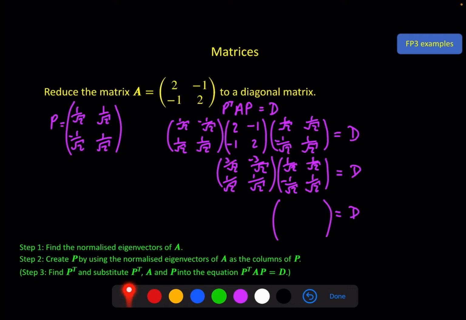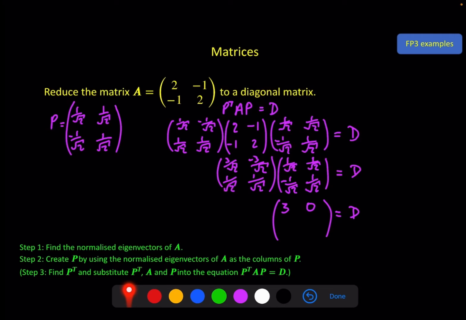We get 3 over 2 plus 3 over 2, so that's 6 over 2. 6 over 2 is 3. Then we get 3 over 2 minus 3 over 2, which is 0, which is good because the non-leading diagonal elements in the diagonal matrix at the end should always be a 0. So if this one or this one are not zeros, I've done something wrong.